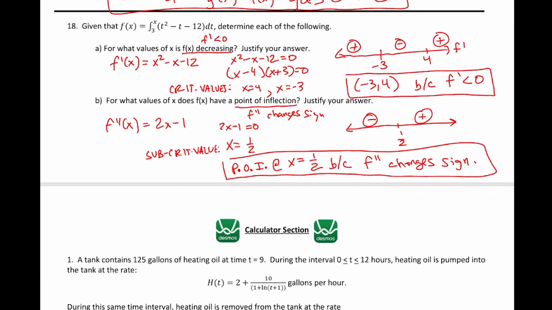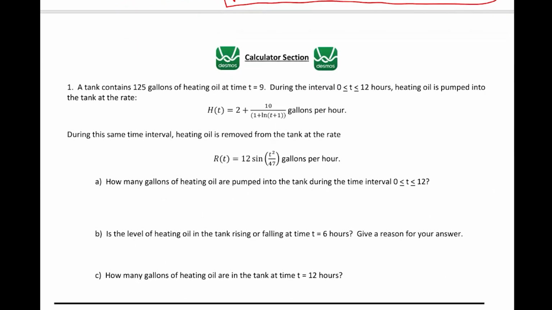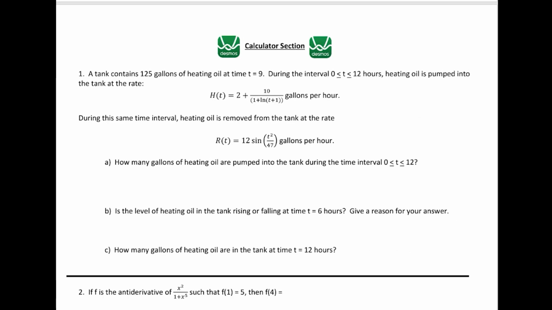So now let's take a look at the calculator section. I'm going to have to pull up Desmos here before I get started, and then we'll work through it. So I'm going to just pause this real quick, pull up Desmos, and then I'll be right back. All right, we're back, and I got Desmos up.